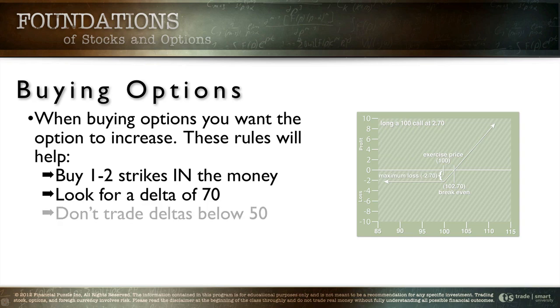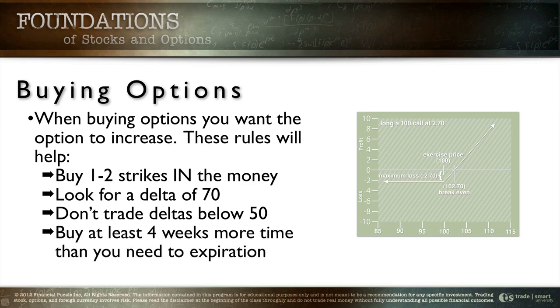Don't trade deltas below 50 unless you want a riskier trade. Now, you can do it, and frankly, you'll have a better ROI, but you're taking a much greater risk. So you have to decide, do I want to risk everything, or do I want to trade a little safer and make a little lower ROI? Don't trade deltas below 50. You will keep more of your money.